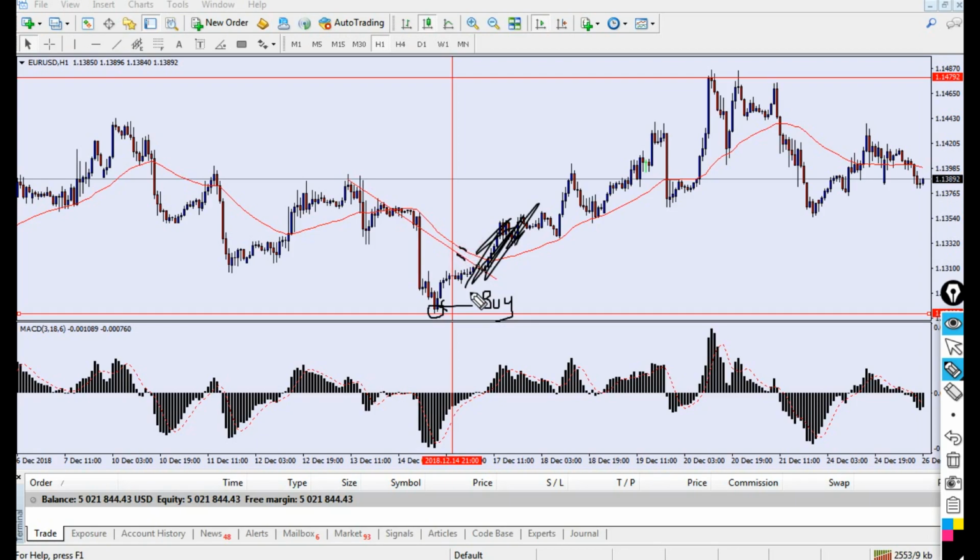Now the third thing is the MACD signal. When you see the MACD signal here, it is also beneath the zero level. Now this thing basically needs to be understood. When this line is beneath this level, that means the trend is on a sell. Okay, it's MACD understanding.